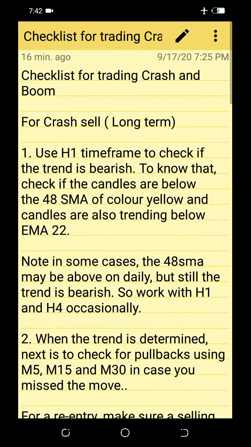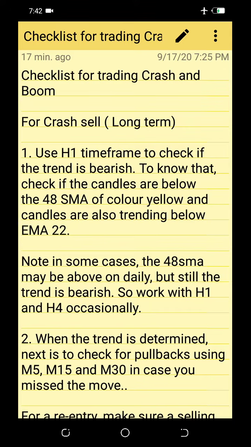The first thing on the checklist is this: for crash sell, that is a long-term sell, not the one where you catch the drops. That is not for me trading. You must learn to trade the pattern. I may not be able to teach you those patterns, but if you are conversant with candlestick patterns, market structures and all of those market formations, it will help you detect them. I'm talking about price action and all of that.